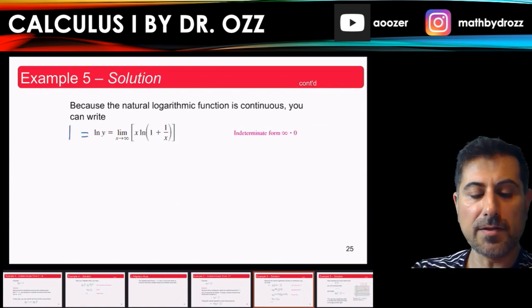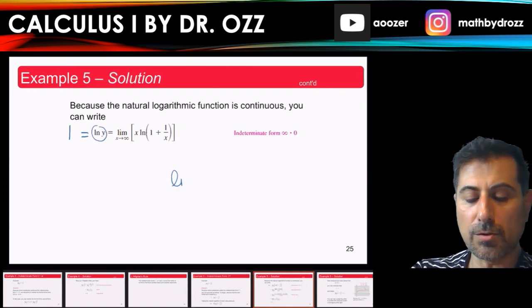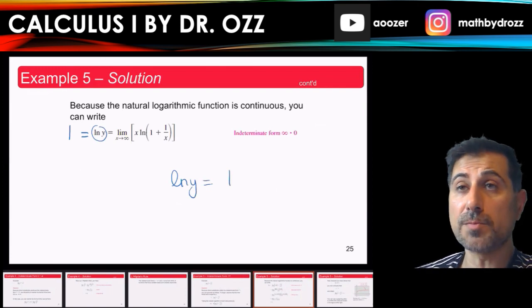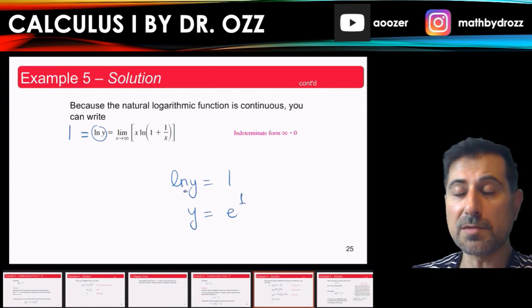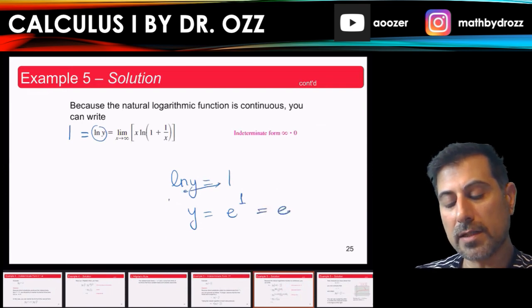Okay, but as you see, this is the value of ln y. So then I solve this equation for y, and we know how to solve it from pre-calculus. y equals e to the power of 1, because ln comes with base e. So e to the power of 1 is equal to y, and y is exactly equal to e.